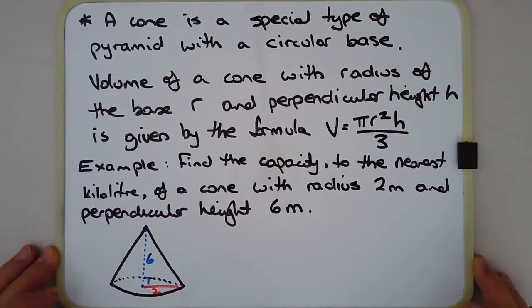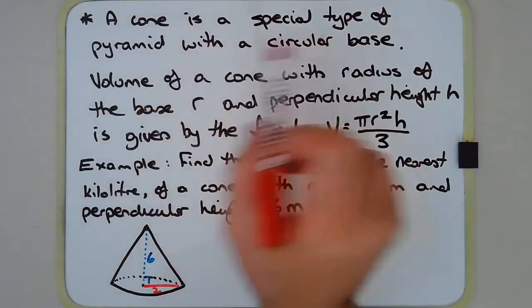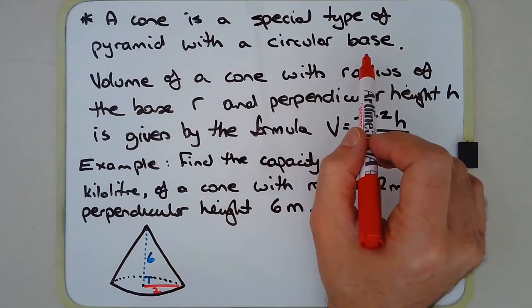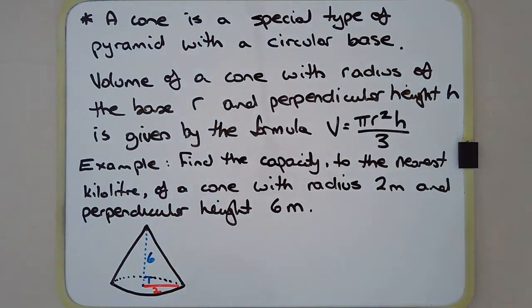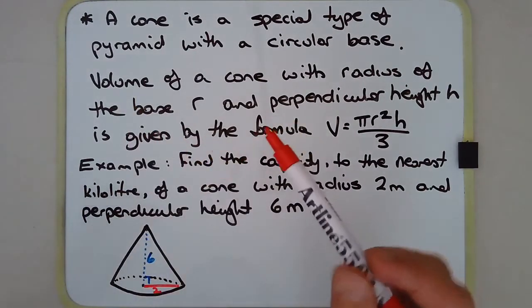Let's have a look at a cone now. You can think of a cone as actually a very special type of pyramid, but it's a pyramid with a circular base. So think of an ice cream cone or one of those witch's hats. Very similar sort of shape. So basically it's a circle that comes to a point.